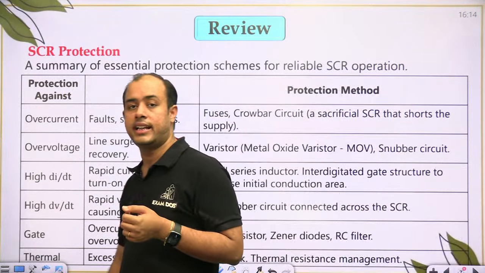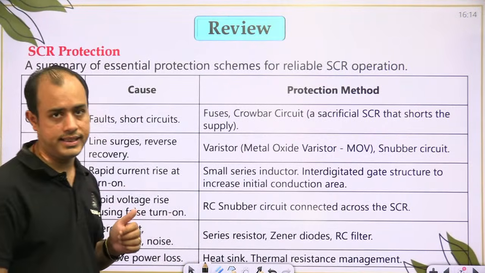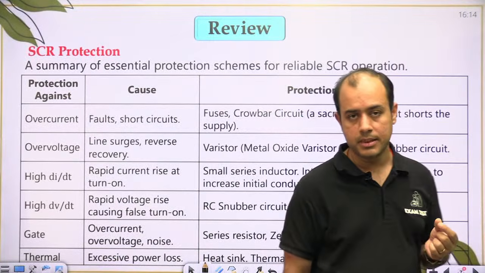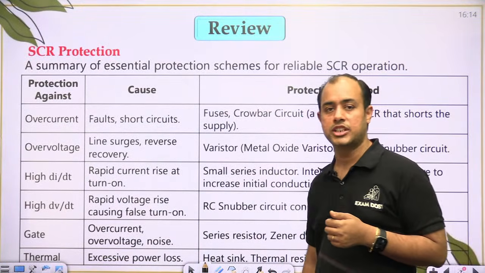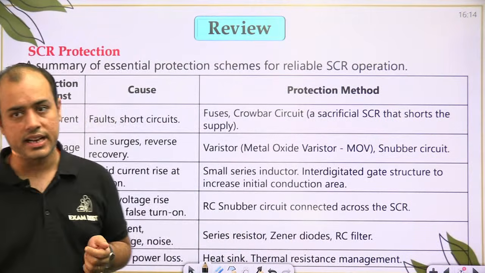The dV/dt rating should be greater than or equal to Vs upon RL C, where RL is the load resistance. C is the sum of snubber capacitance and the junction capacitance. And RS is designed to limit the maximum discharging current.